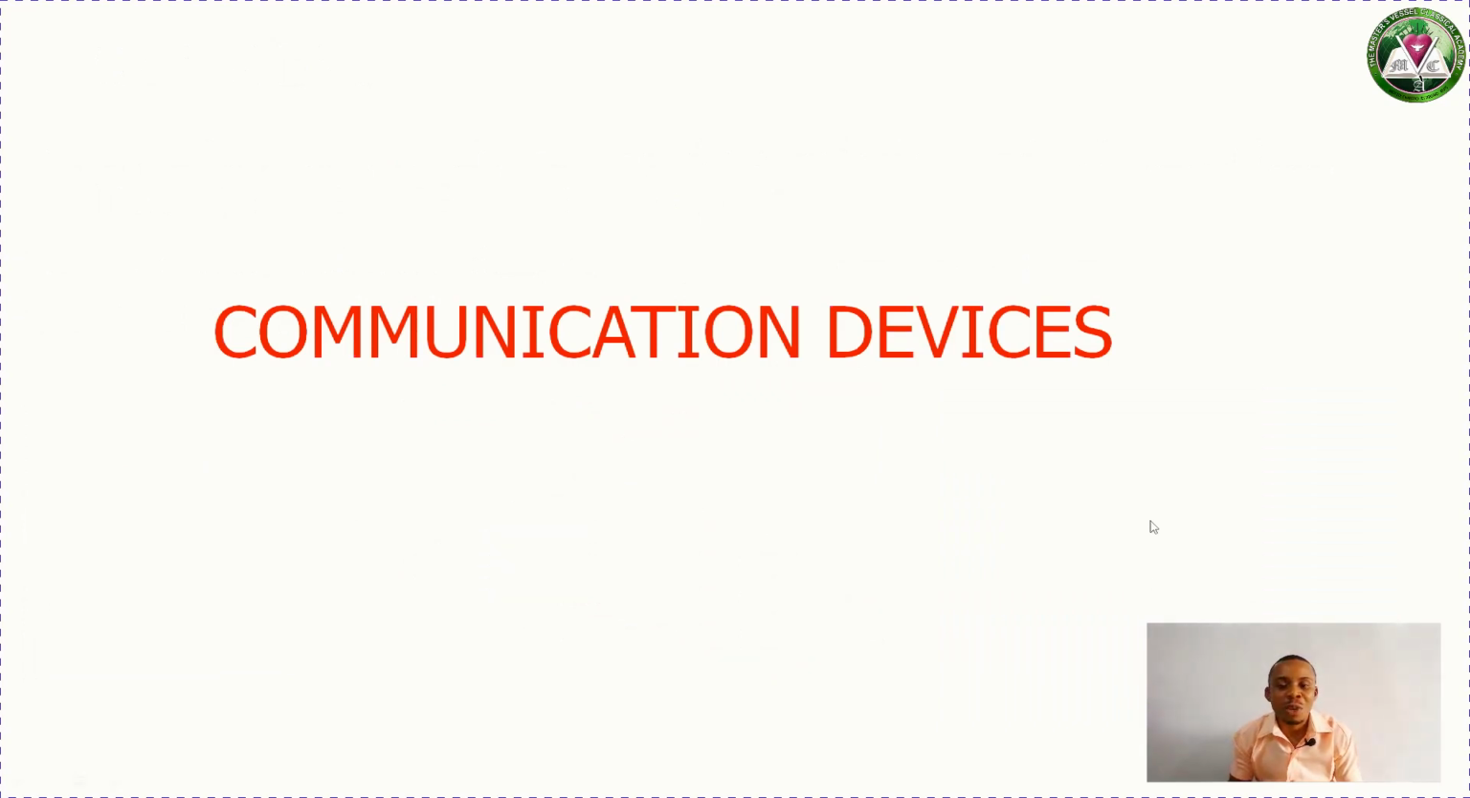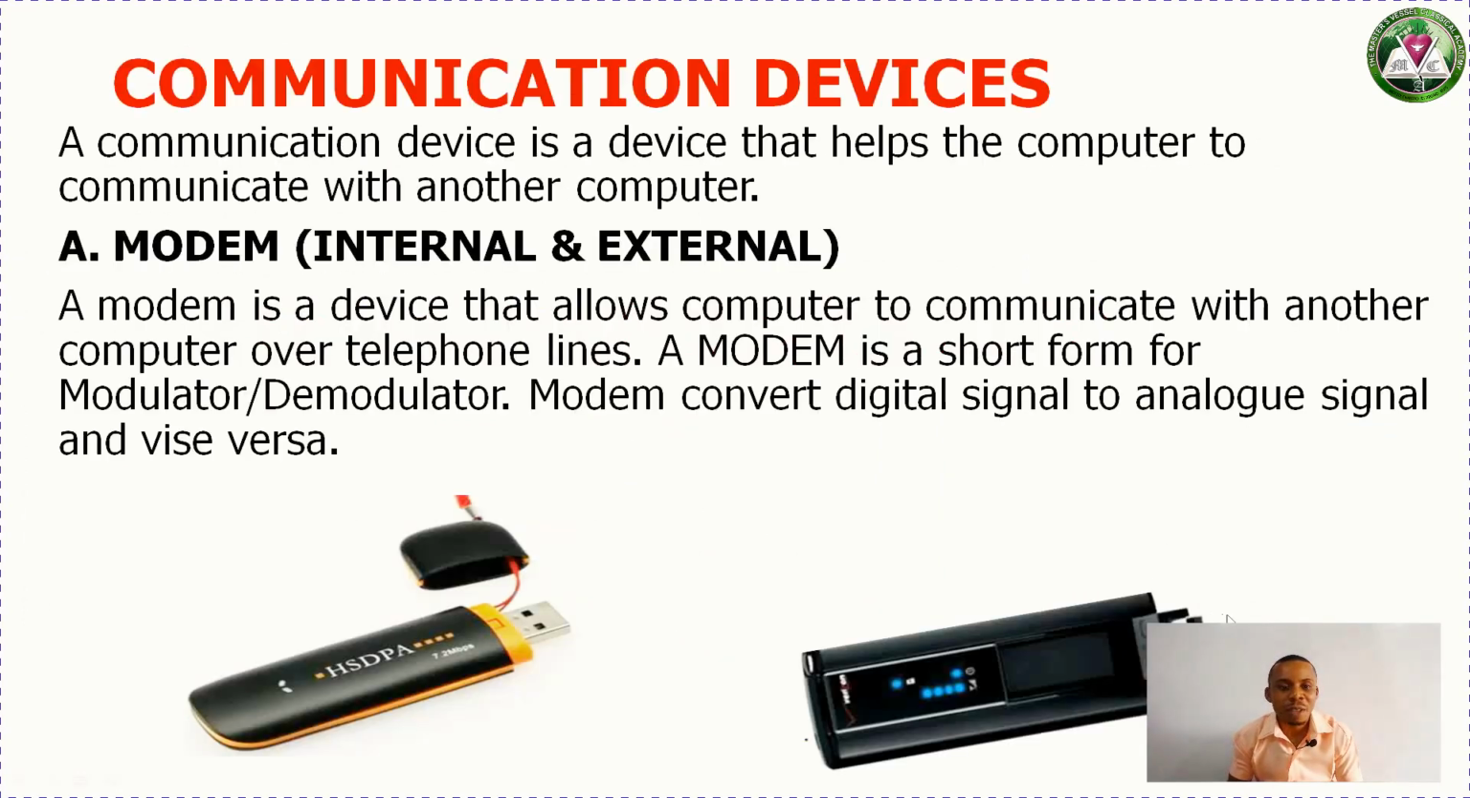Okay, let's move over to communication devices, which is the last one for today. We say a communication device is a device that helps computers to communicate with one another. An example of a communication device is a modem. A modem is a device that allows a computer to communicate with another computer over a telephone line. A modem is short for modulator and demodulator.